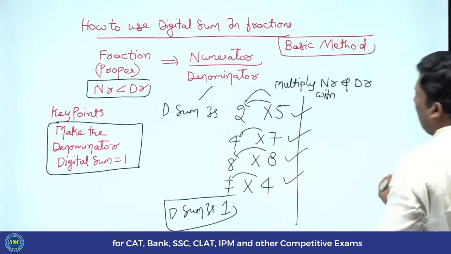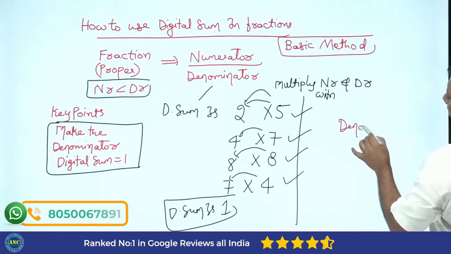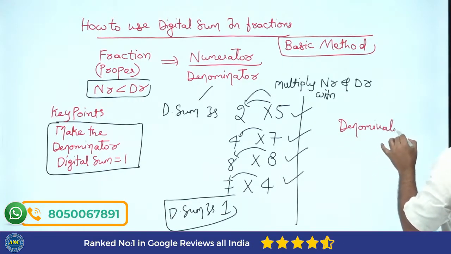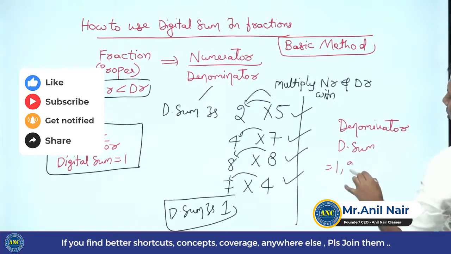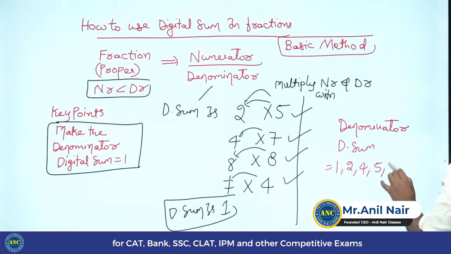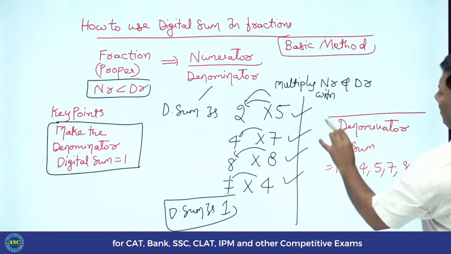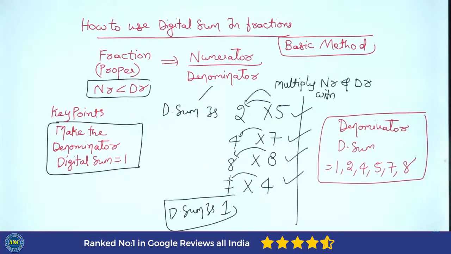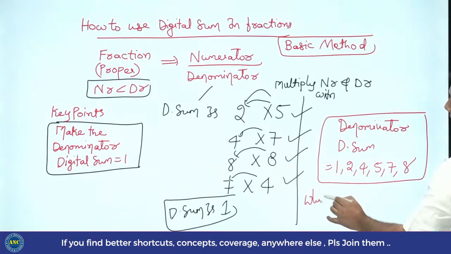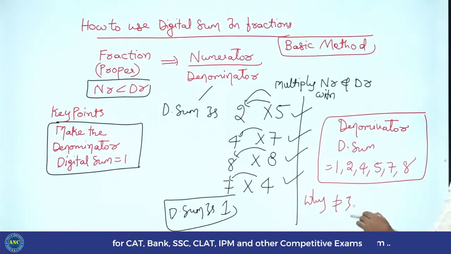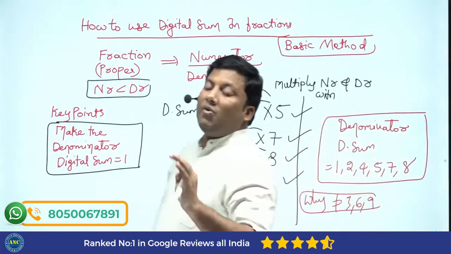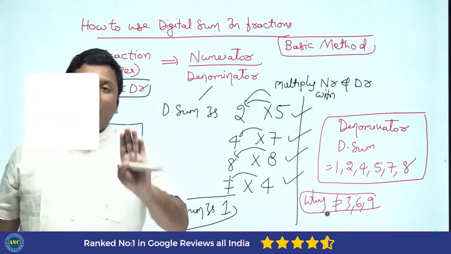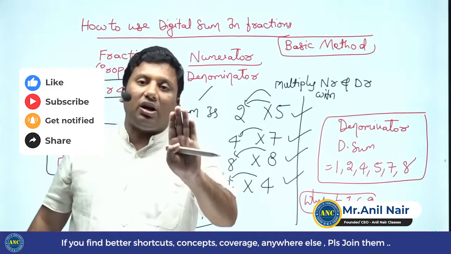This basic method is applicable only when the denominator digital sum is 1, 2, 4, 5, 7 and 8. Why is it not applicable for 3, 6 and 9? Because 1 by 3, 1 by 6, 1 by 9 will give you recurring decimal values, which will have a periodicity that is a factor of p minus 1.